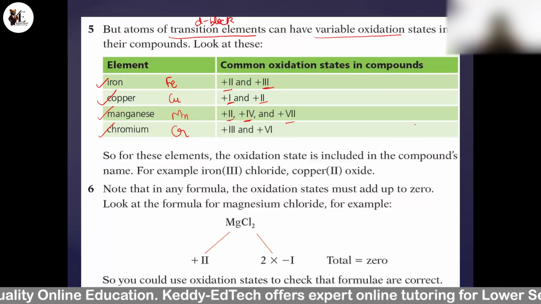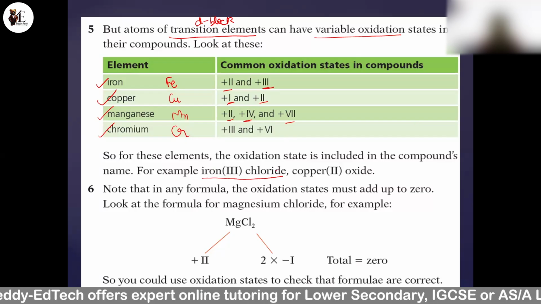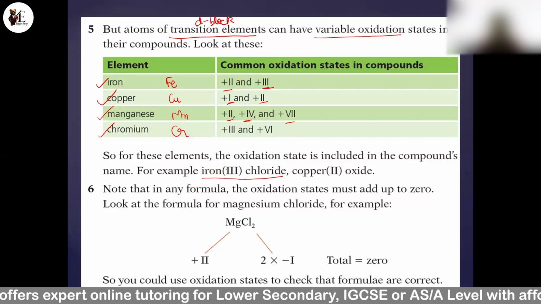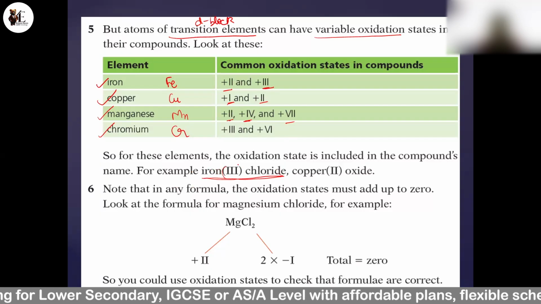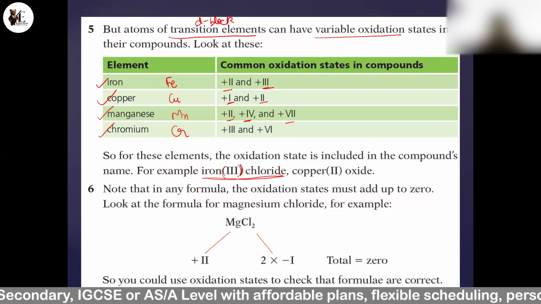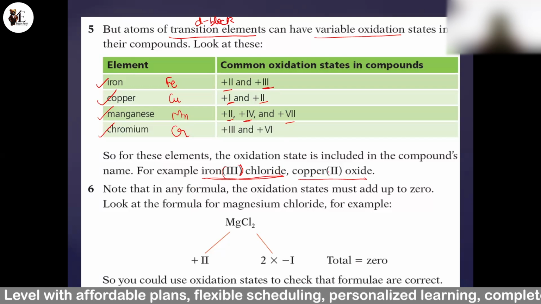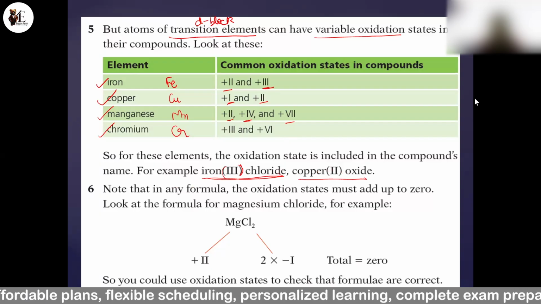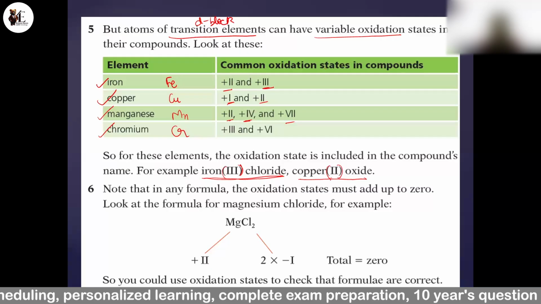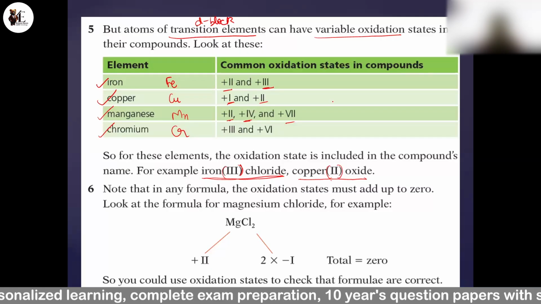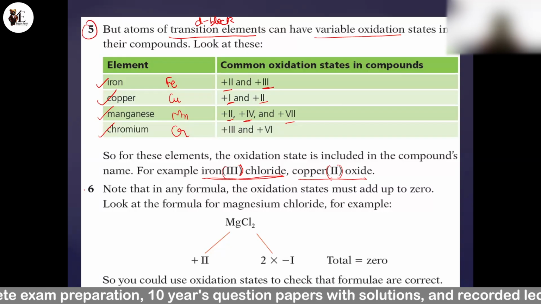Okay. So when you write down the names of compounds like iron chloride, the oxidation state should be included in brackets. For example, in iron chloride, it is mentioned here that iron should be in the +3 oxidation state. Similarly, for copper oxide, copper shows +1 and +2. So how do we know which copper we are talking about? So we write the oxidation state in brackets for transition elements which show more than one oxidation state. So this is the fifth rule.